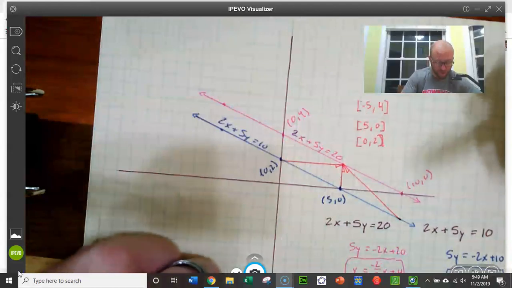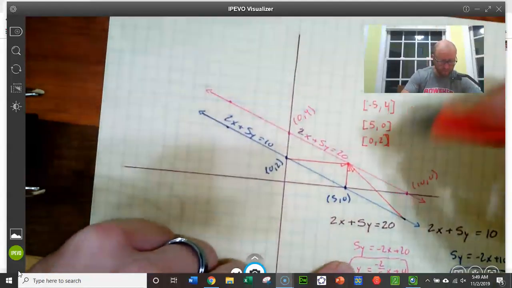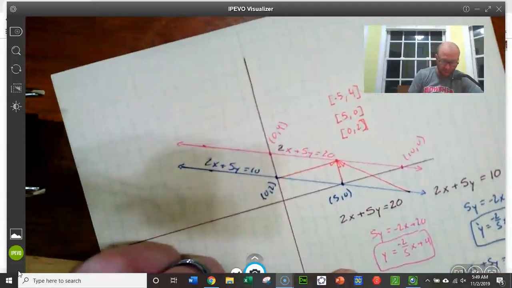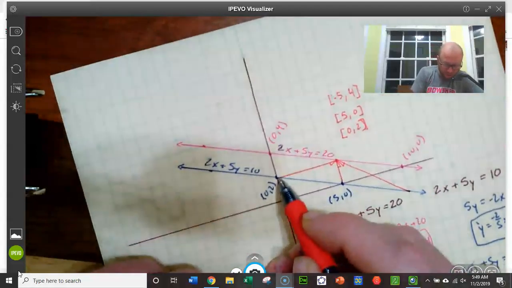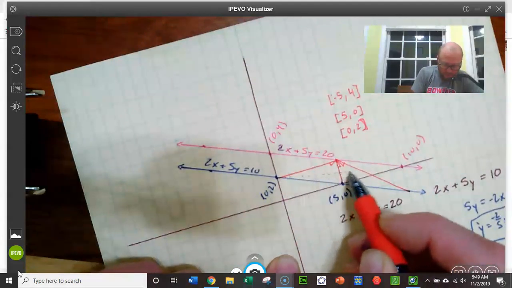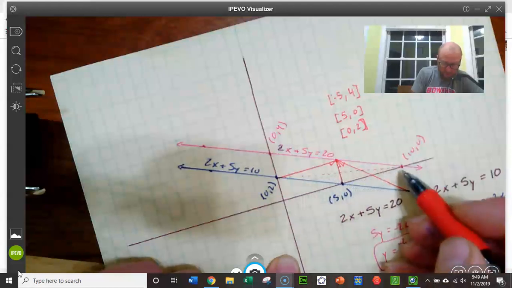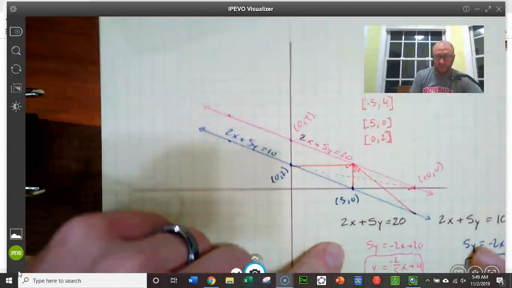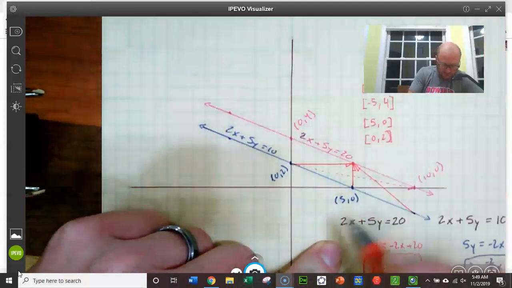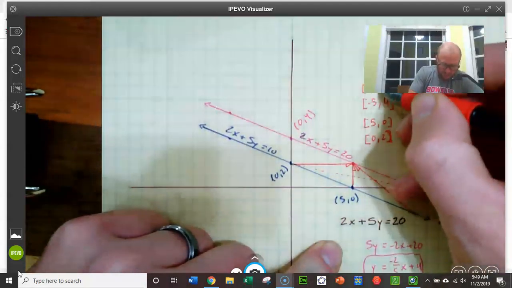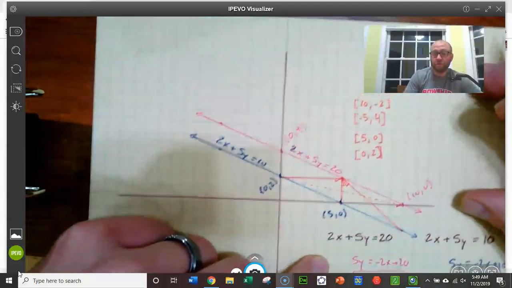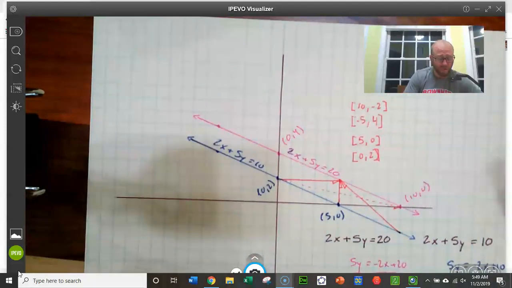Or on the other hand, I could take this point right here and move it all the way down here to that point there. That would be the vector, let's see, it's down 2 and forward 10. That's 10, negative 2. So all sorts of different options.